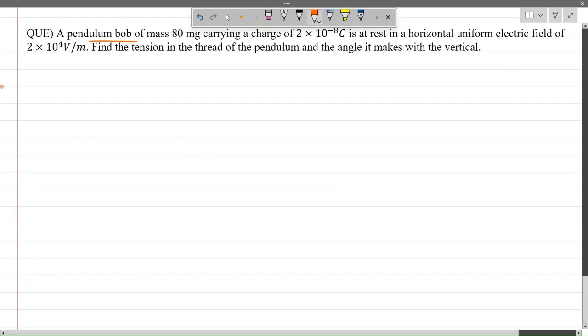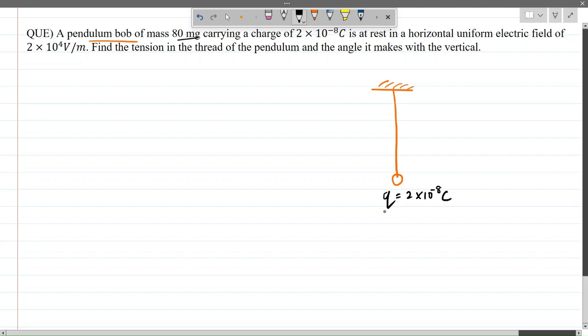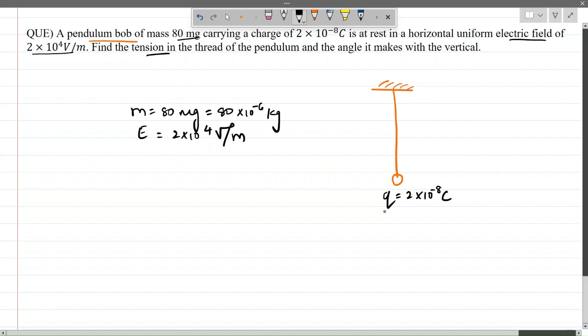Pendulum bob. So it is a simple pendulum. It has a bob, carrying a charge of 2 into 10 raised to the power of minus 8 coulombs, and a mass of 80 milligrams. Mass is 80 into 10 raised to the power of minus 6 kg. It is in a uniform electric field of 2 into 10 raised to the power of 4 volts per meter. Find the tension in the thread of the pendulum and the angle it makes with the vertical.